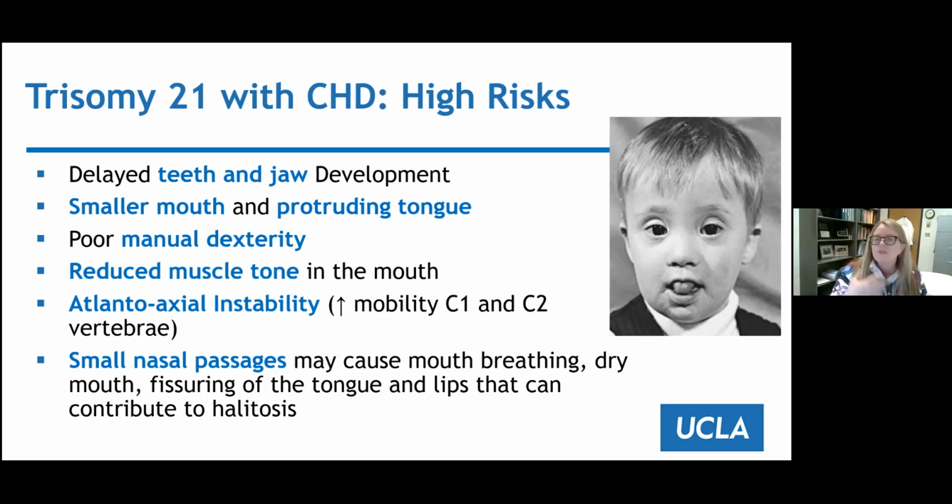So, and their teeth, when they do come out, may be smaller than normal. Their mouth is often smaller, and their tongue may protrude a lot and have poor manual dexterity. And these two things here can often cause difficulty for them to clean their teeth, brush their teeth, floss their teeth, because their mouth is smaller, their tongue is more enlarged, filling those spaces up. So they may have a problem just in dental hygiene.